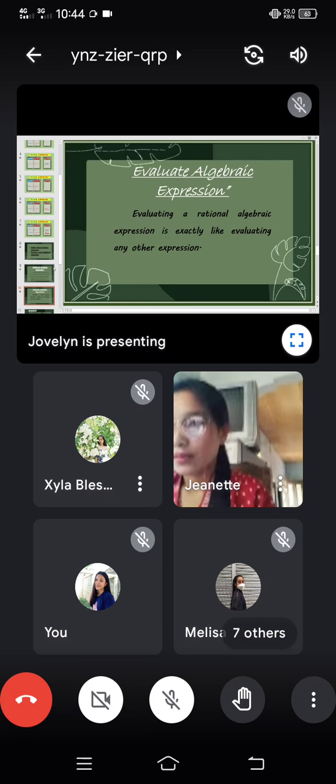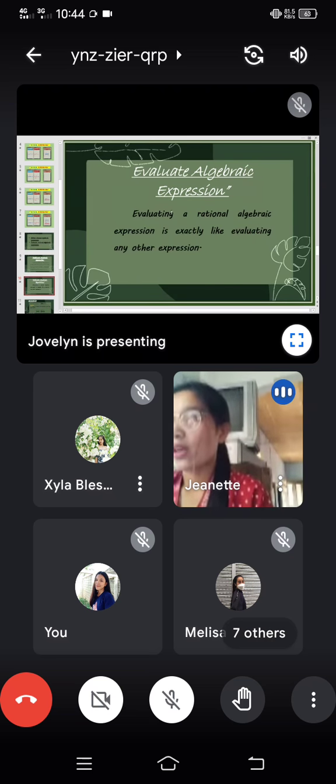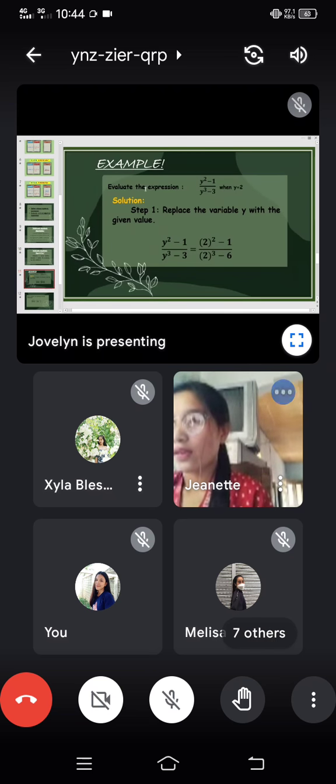So now, let's proceed to evaluate algebraic expression. Evaluating a rational algebraic expression is exactly like evaluating any other expression. For us to know how to evaluate it, I have an example here. Evaluate the expression y squared minus 1 over y cubed minus 3 when y is 2.